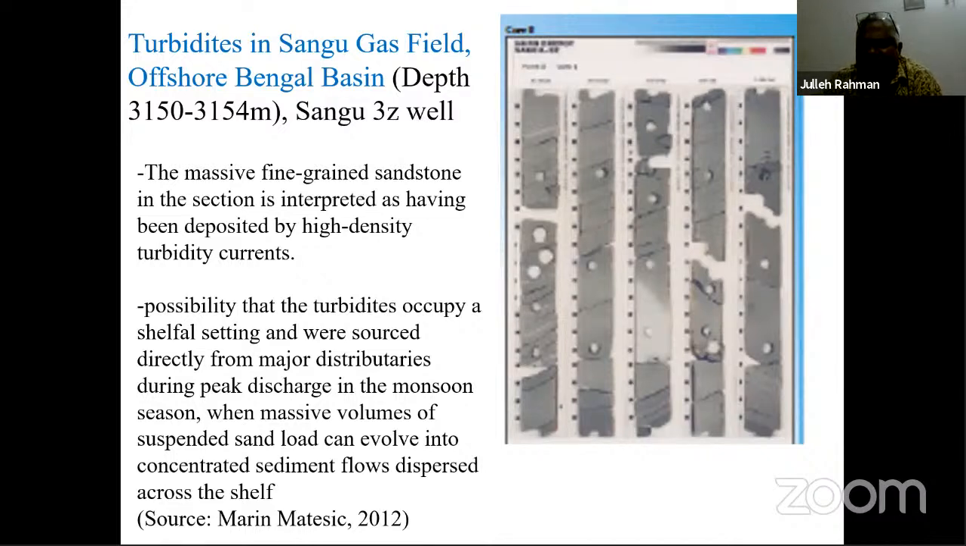So still, there is a debate about the occurrence of shelf turbidite. But here in the Shango area, they want to say that this is shelf turbidite. But in the ocean part, we have the occurrence of deep water turbidites. So I did some petrographic work on these turbidites, on onshore turbidites, as well as turbidites from the offshore area, Shango gas field.